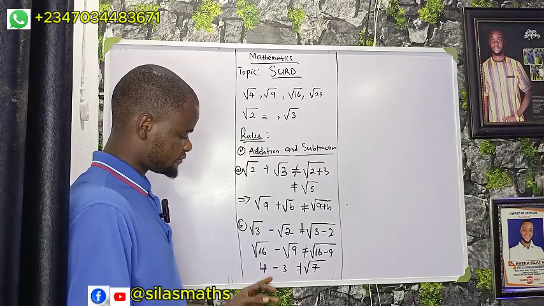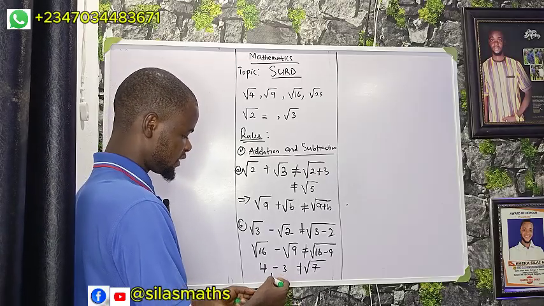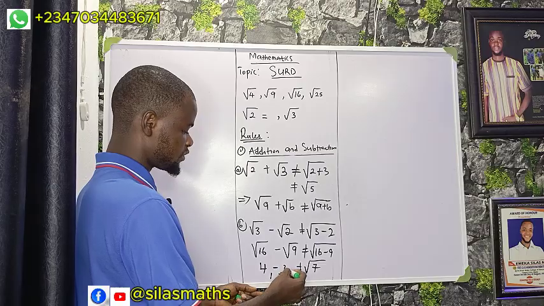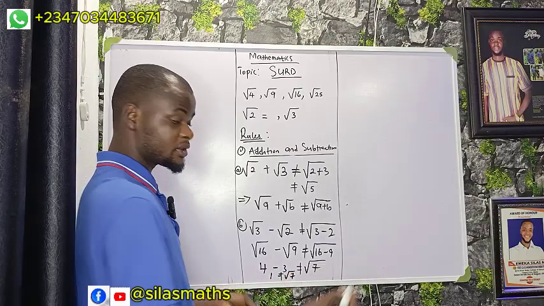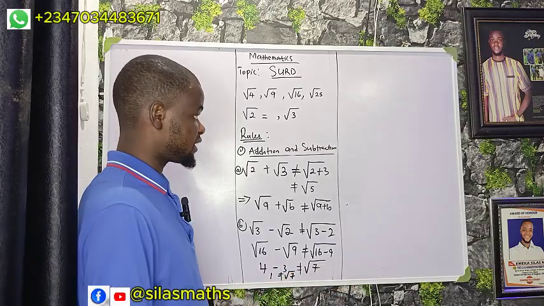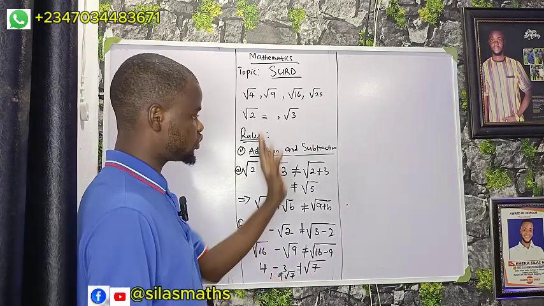So you can observe that 1 is not equal to square root of 7. It's obvious that it is not equal to square root of 7. So that is justified for this true.